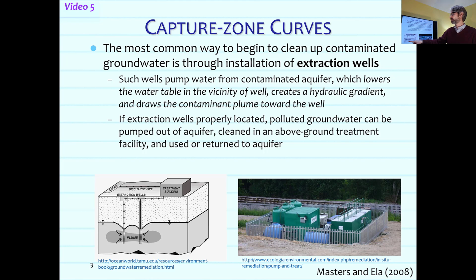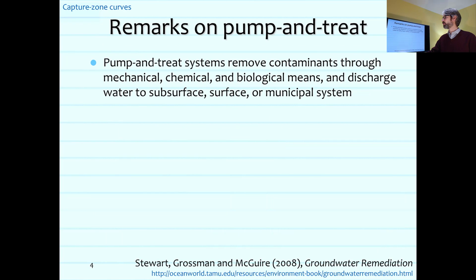You can see this here. If extraction wells are properly located, the polluted groundwater can be pumped out of an aquifer, cleaned in an above-ground treatment facility, and then used or returned to the aquifer. The above-ground component may look like this. The overall process is called pump and treat technology. Pump and treat systems remove contaminants through mechanical, chemical, and biological means, and they discharge water to the subsurface, surface, or potentially the municipal system.